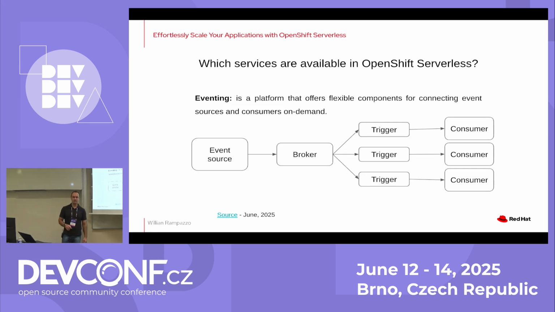And then we have eventing. Eventing is a way to consume things from event producers on event consumers. So you have something in the middle that can receive any event and forward it to a consumer depending on some rules, and these rules are the triggers. So you can send your requests or your events to different consumers based on the rules defined on the triggers. All right, so this is the basics of serverless.